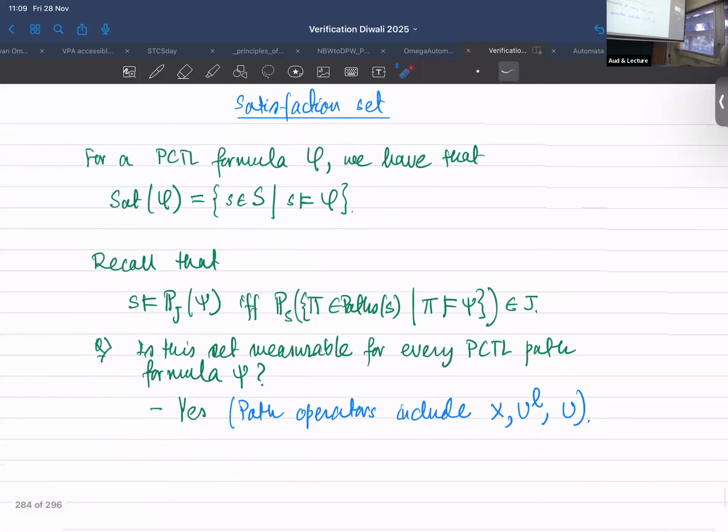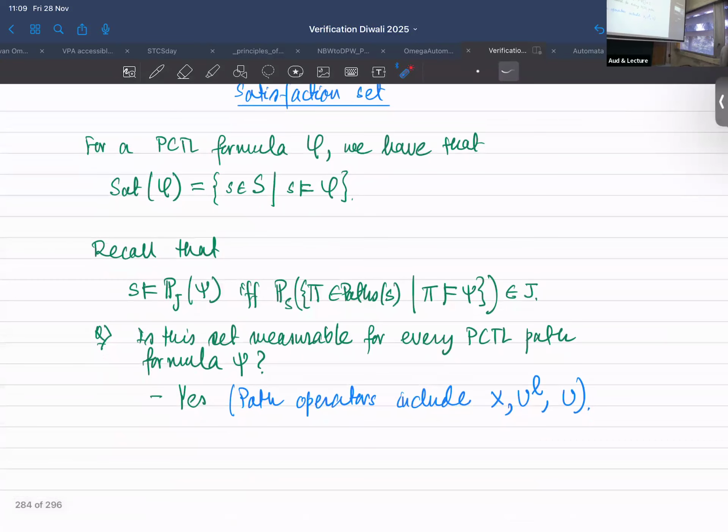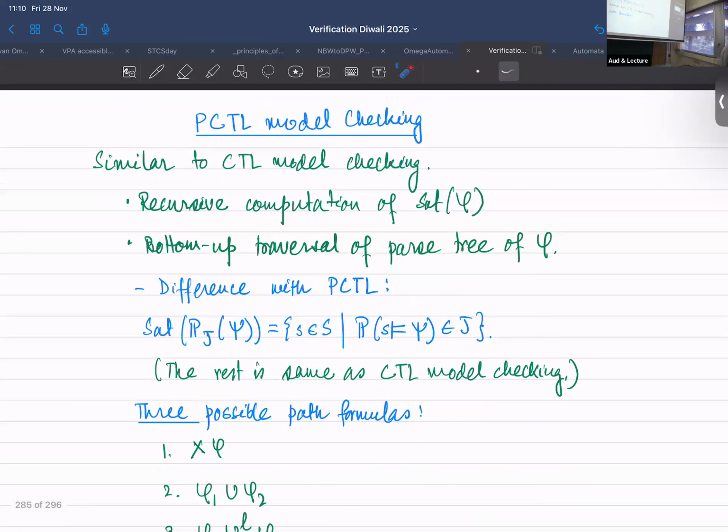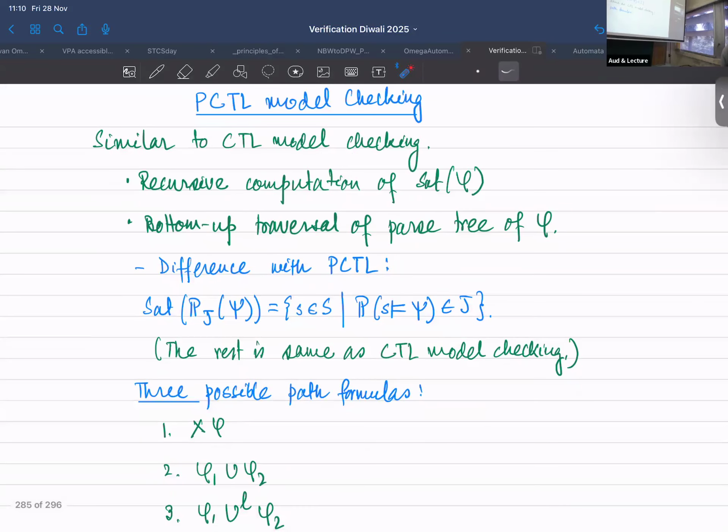So this is what we'll see. In fact, for each of these path operators, they are indeed measurable. For every PCTL path formula psi, which may be X, unbounded until, or bounded until, for each of them, they are measurable. So this is what I have said: this is a recursive computation, just like we do for CTL, a bottom-up traversal of the parse tree of phi.